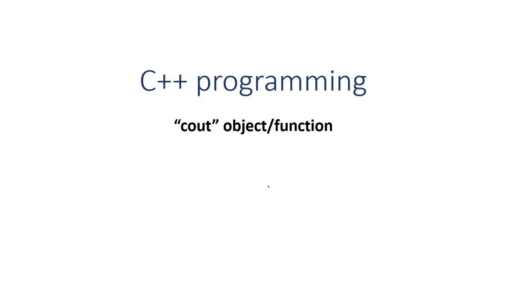In this video, we are going to study about the cout object. If you are not familiar with the word object, you can say cout function. So what is the cout function? It is used to display something on the screen or on the console window. For example, if you want to display a message like "please enter your age" or "enter your name", then you can use the cout function. Now we discuss its syntax.